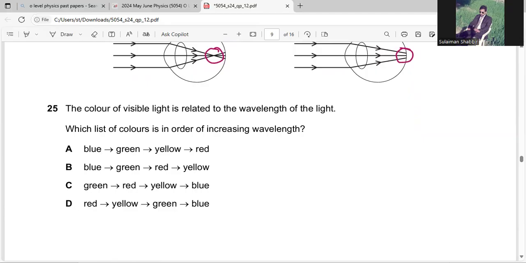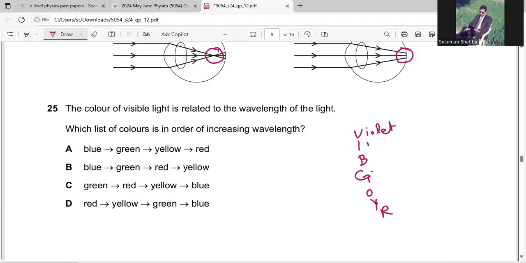The color of visible light is related to the wavelength of the light. List in order of increasing wavelength. Basically, I can say that is VIBGYOR. From here, this is violet, this is indigo, this is blue, this is green, this is orange, this is yellow, this is red. If I see here, blue is at number one.